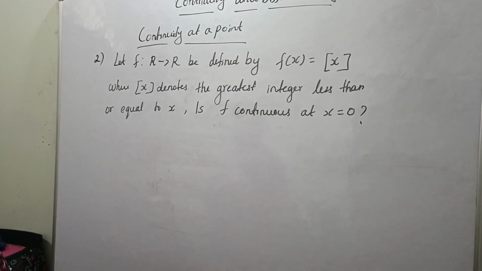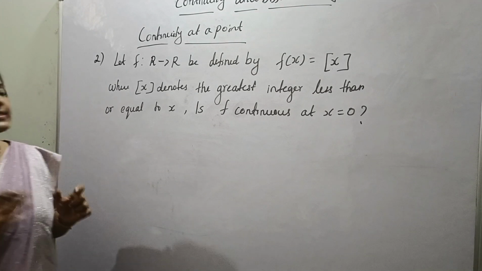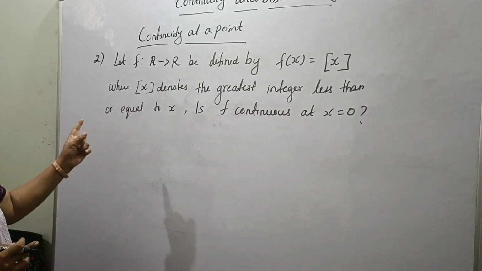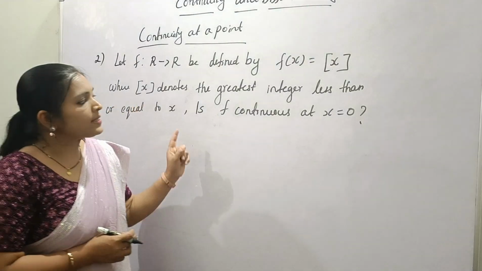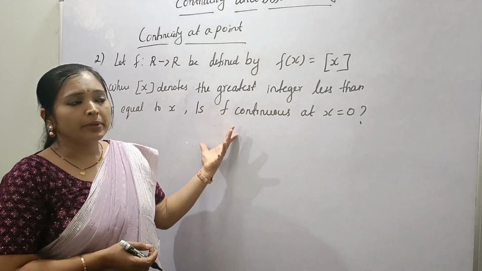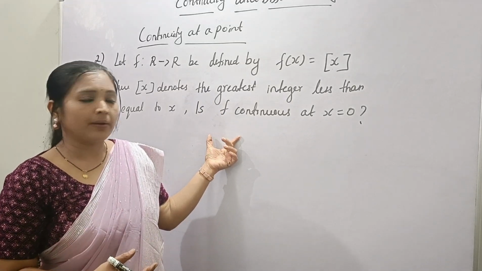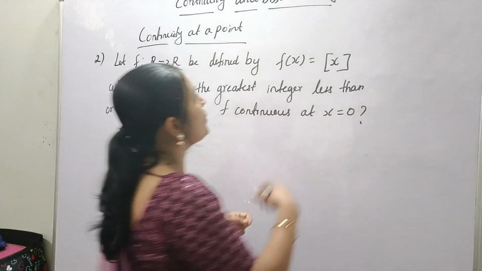Second example, let f from R to R be defined by f of x is equal to the greatest integer function, where it denotes the greatest integer less than or equal to x. Is f continuous at x is equal to 0? Before determining whether the function is continuous, we should understand what the greatest integer function is and how it is defined.